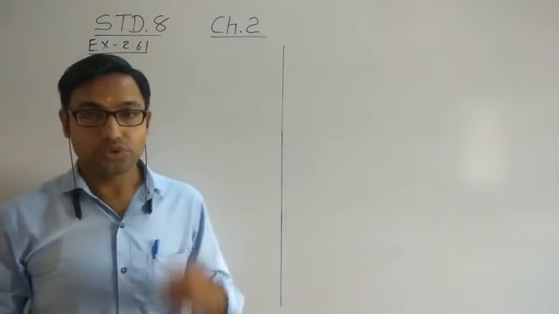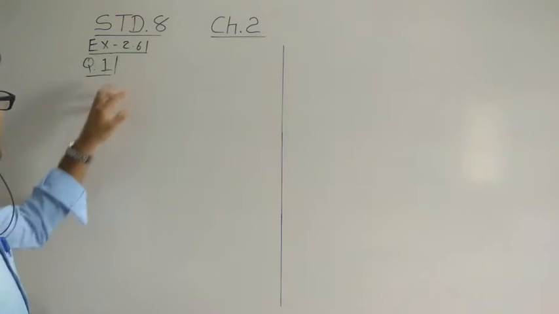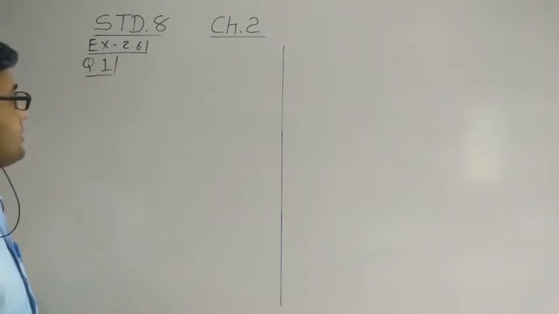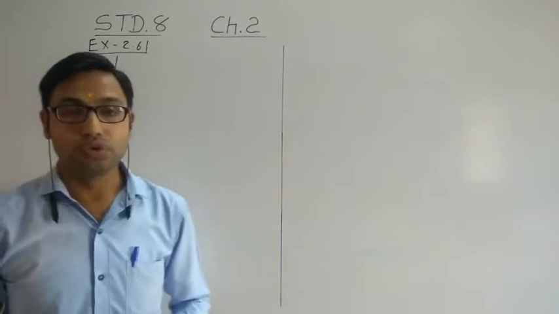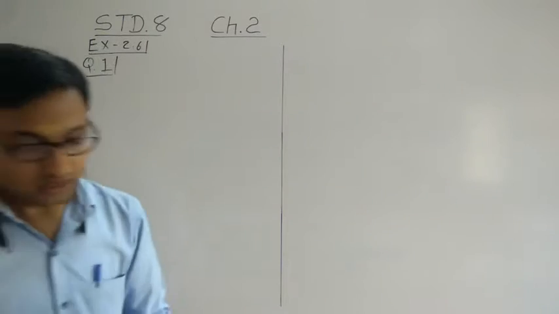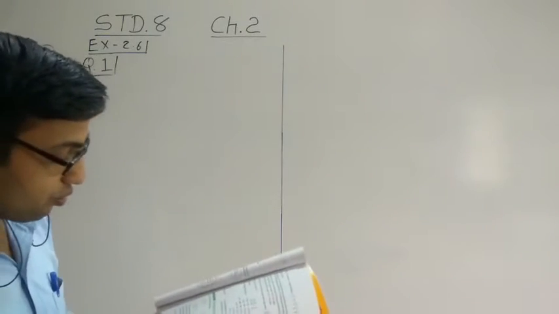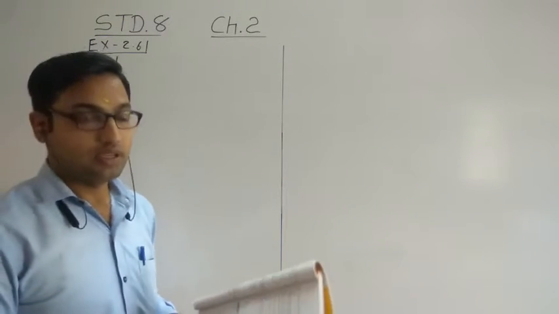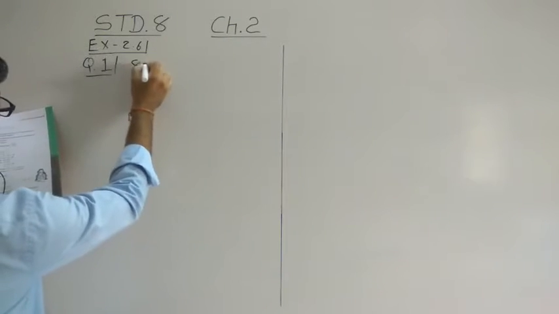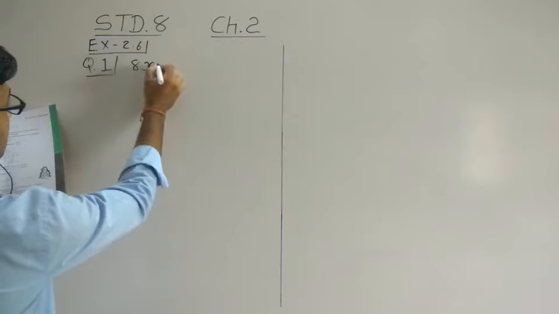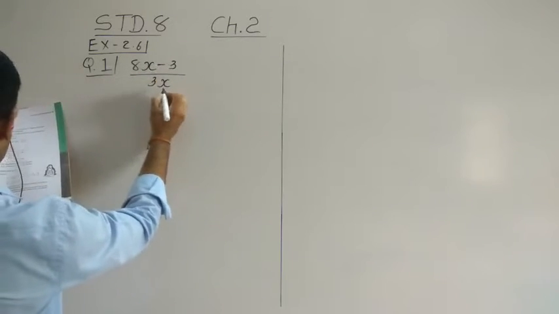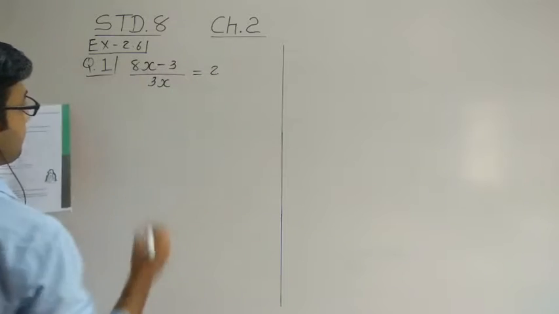Hello students, today we will study question number 1 of exercise 2.6. This is the topic of class 8, chapter number 2, linear equations in one variable. So what is the question? The question here is, we have to solve the given equations. The first question is, we have given like this, (8x minus 3) upon 3x is equal to 2.